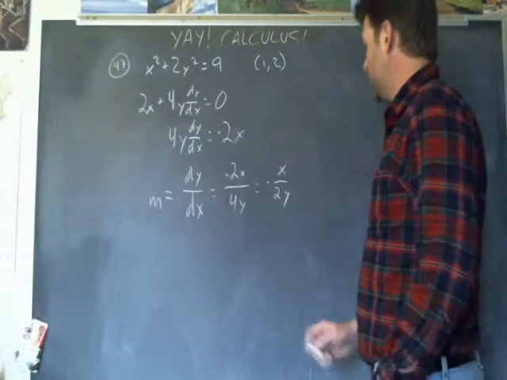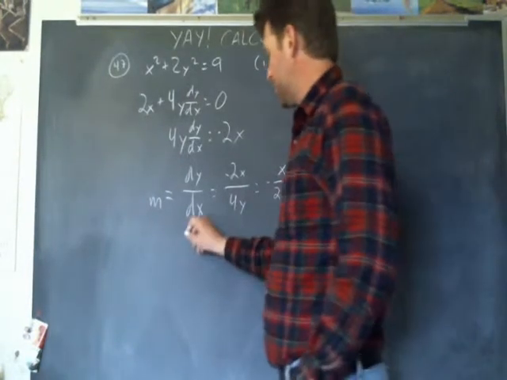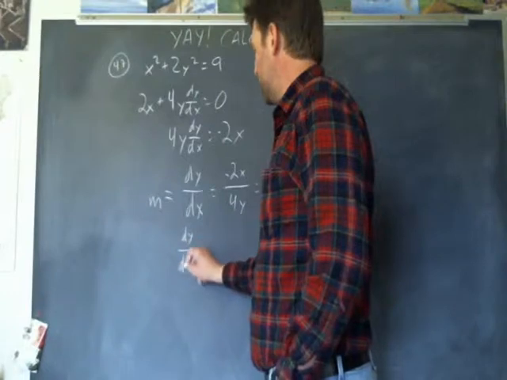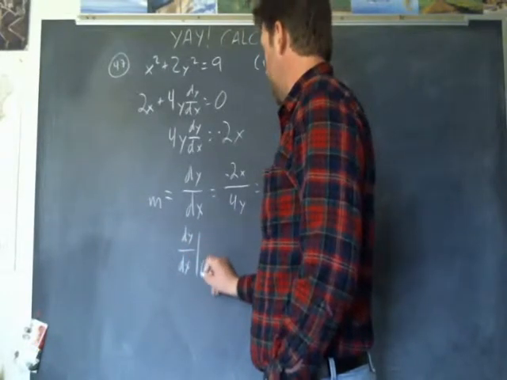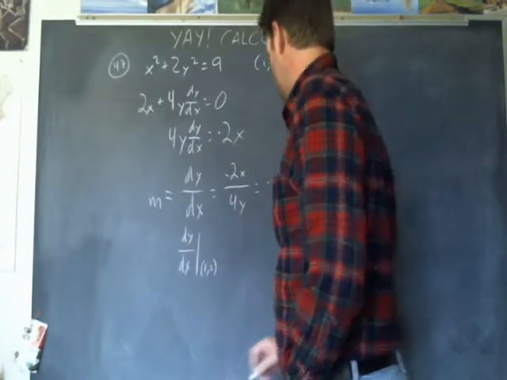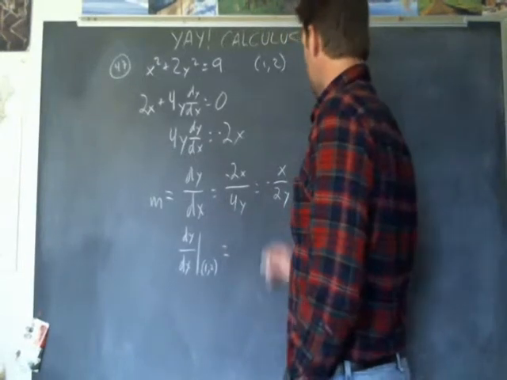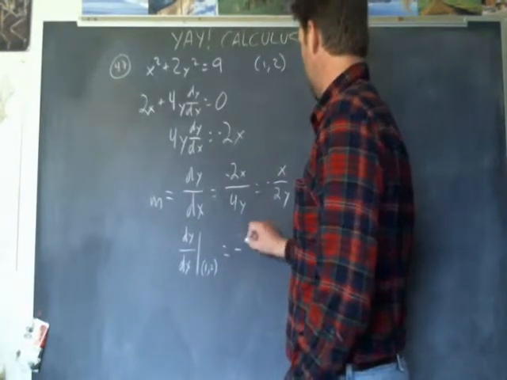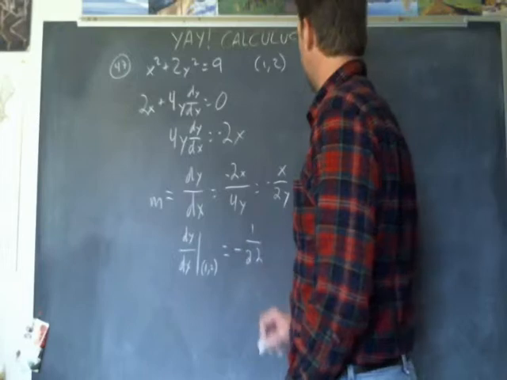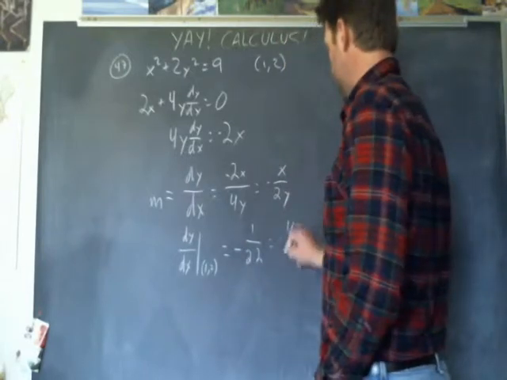Evaluate it at (1, 2). So our first derivative evaluated at (1, 2) is going to be negative 1 over 2 times 2, which is negative 1/4.